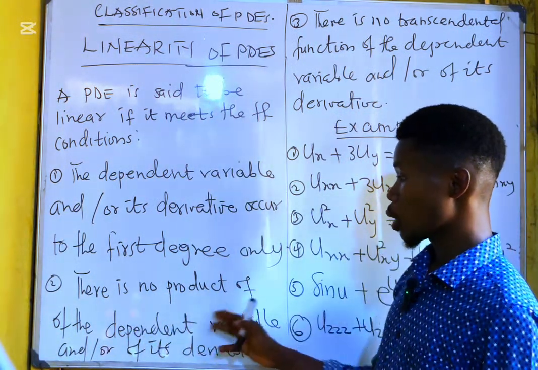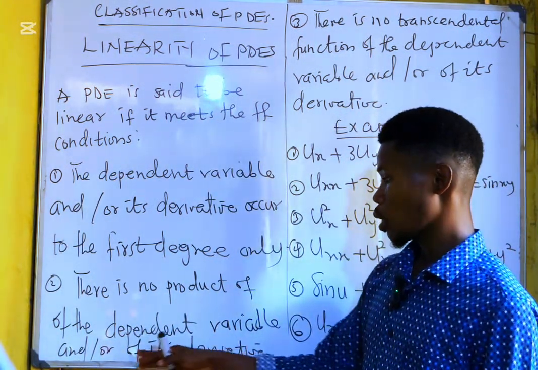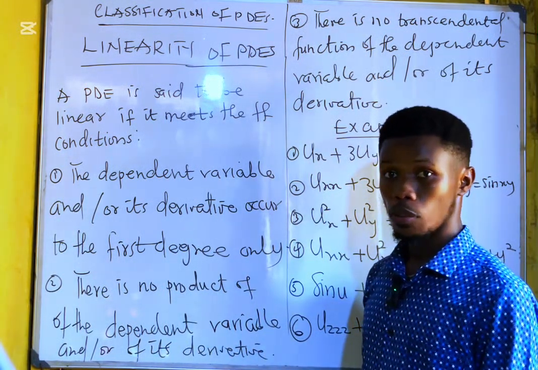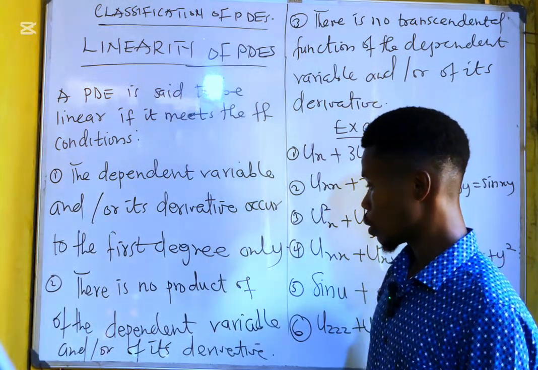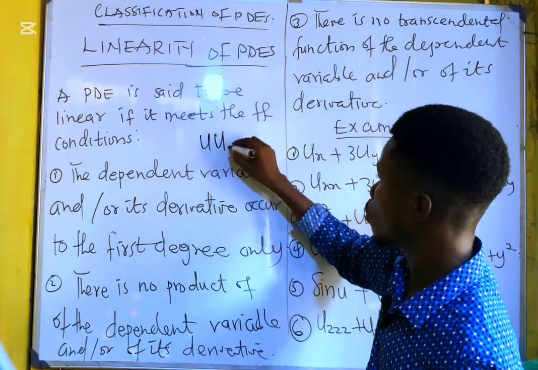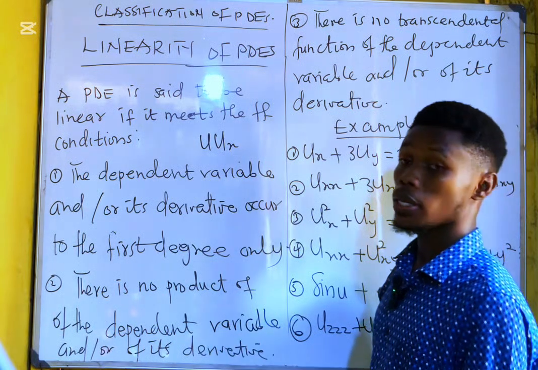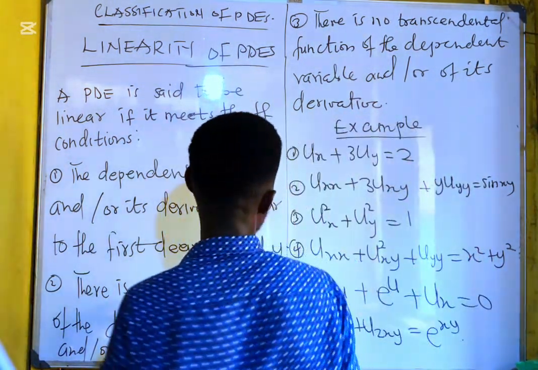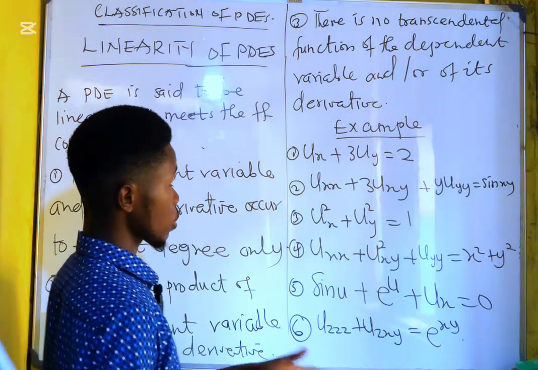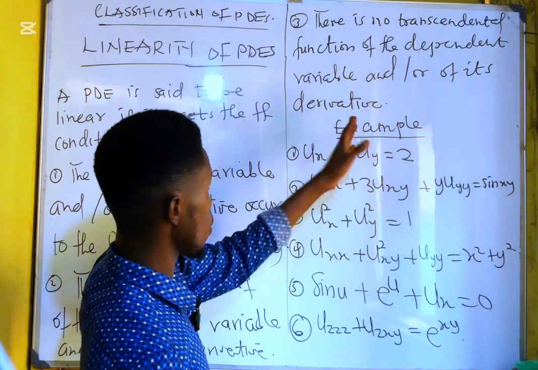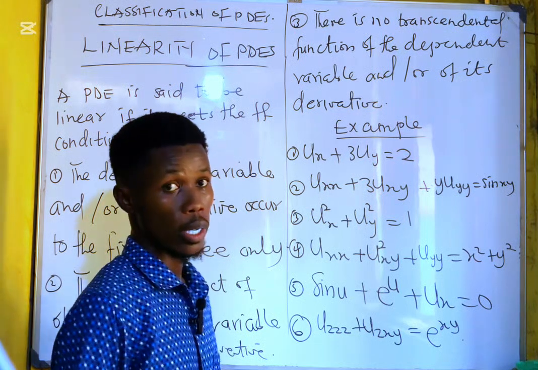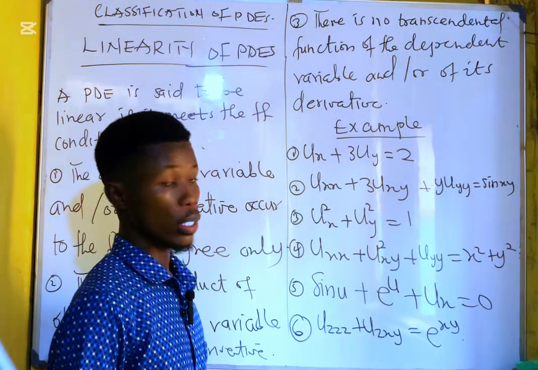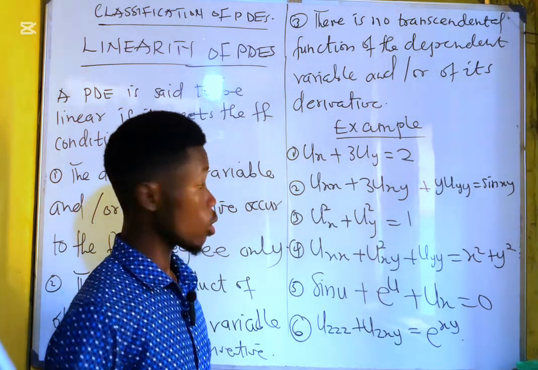Non-linearity. There is no product of the dependent variable and its derivative. You cannot get something like u times ux. If you get something like that, it becomes non-linear. Then there is no transcendental function of the dependent variable and its derivative. For transcendental functions, you can get the trigonometric function, the exponential function, and the logarithmic function. They are all transcendental functions.